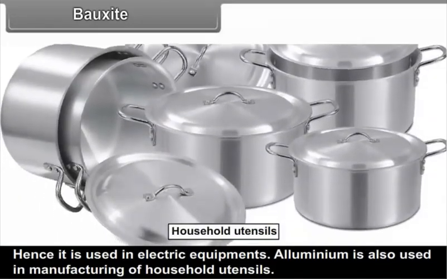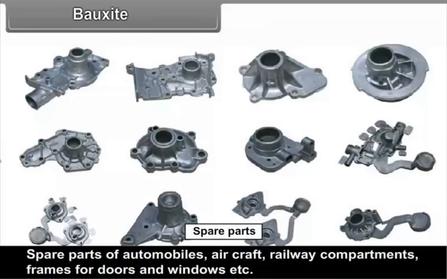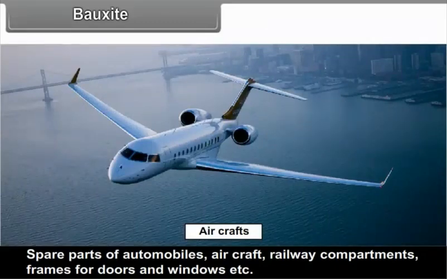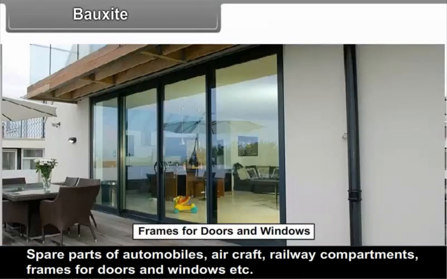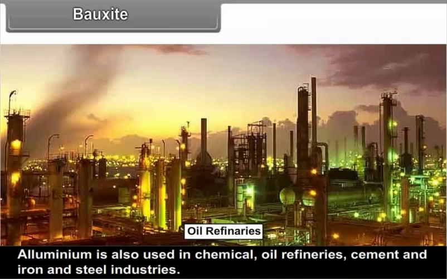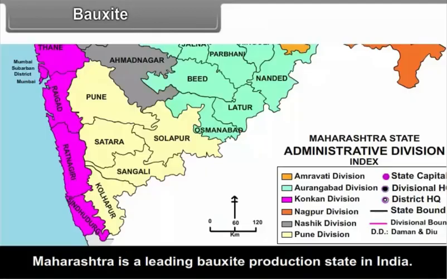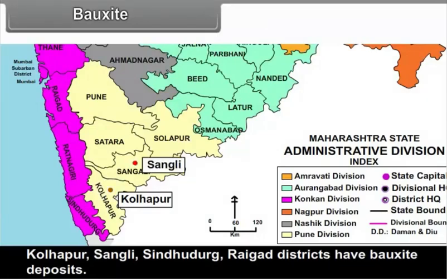Aluminium is also used in manufacturing of household utensils, spare parts of automobiles, aircraft, railway compartments, frames for doors and windows, etc. Aluminium is also used in chemical, oil refineries, cement and iron and steel industries. Maharashtra is the leading bauxite producing state in India. Kolhapur, Sangli, Sindhudurg, Raigad districts have bauxite deposits.